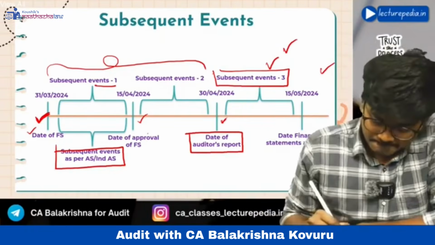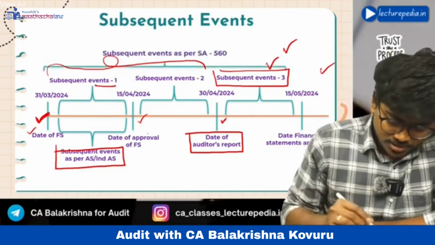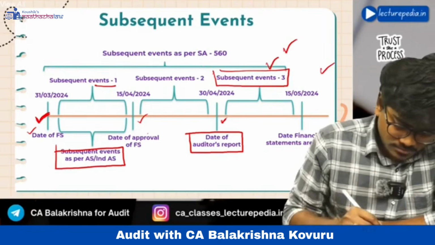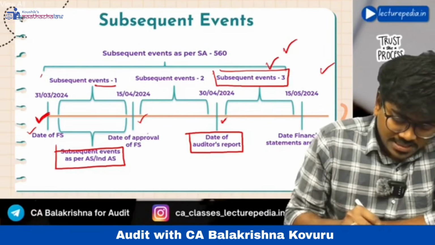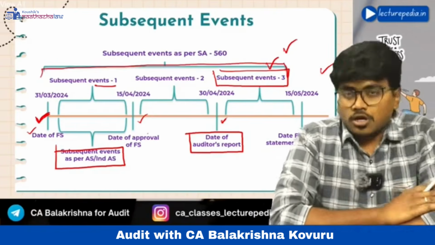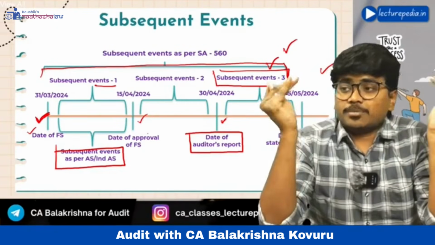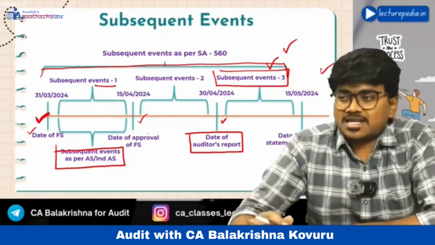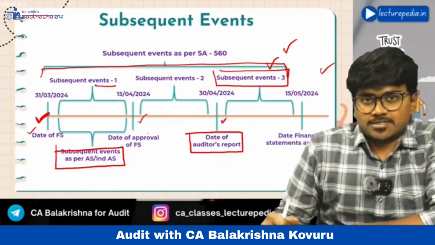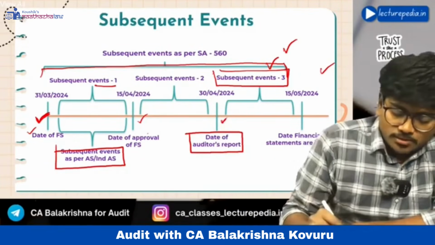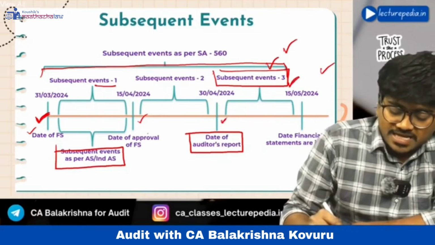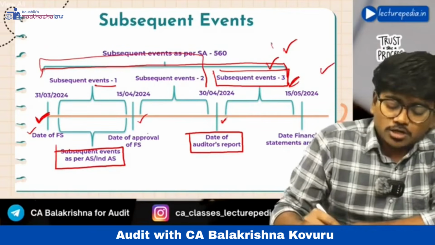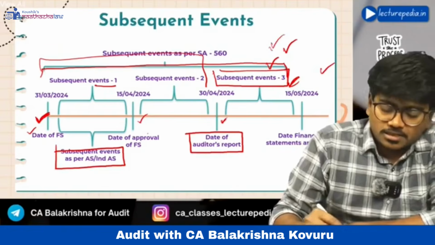Now see, this entire portion from here to here will be known as subsequent event for the purpose of SA 560, and for the purpose of proper reporting and properly understanding, I have divided it into 3 subsequent events. And you need to remember about subsequent event 3. This event has occurred in this period only, but the fact about that event is known to the auditor in this period.